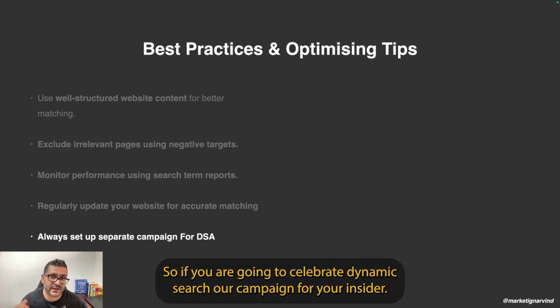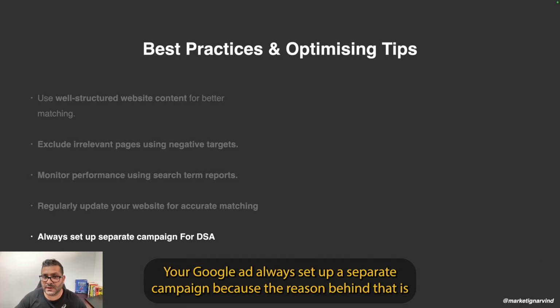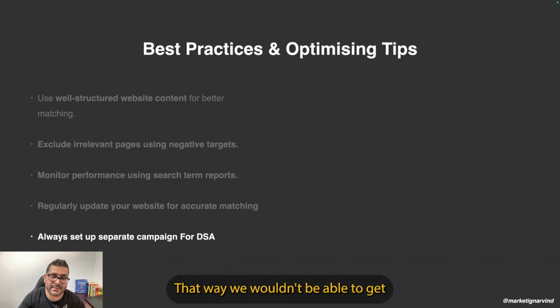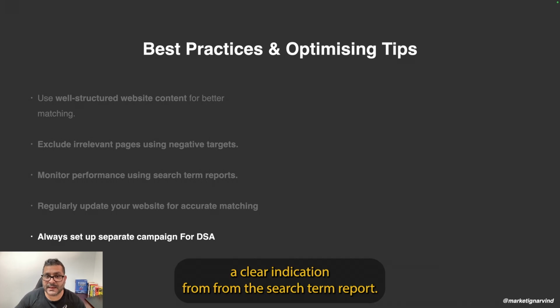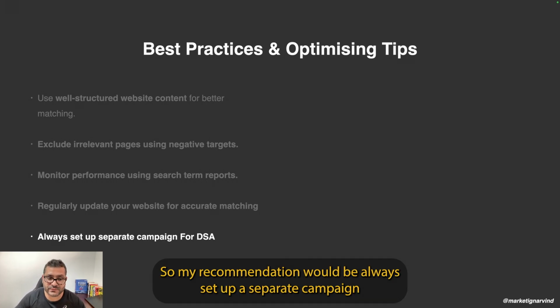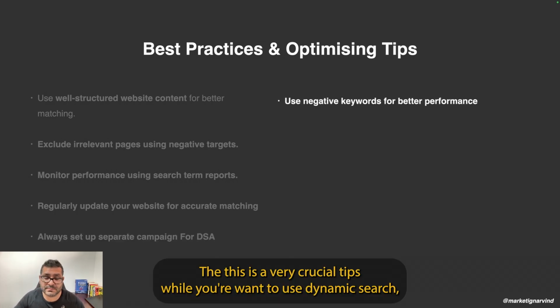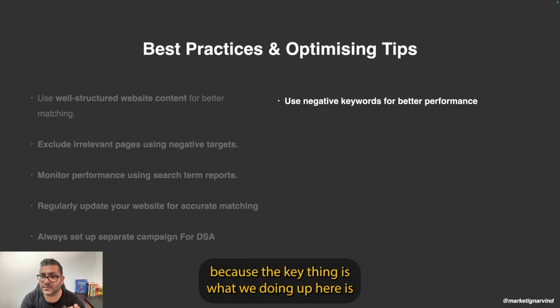Always set up a separate campaign for DSA. So if you are going to set up a dynamic search ad campaign inside your Google Ads, always set up a separate campaign, because we don't want to mix up search and DSA going in one campaign. That way we wouldn't be able to get a clear indication from the search term report. So my recommendation would be always set up a separate campaign for your dynamic search ad and use negative keywords for better performance.